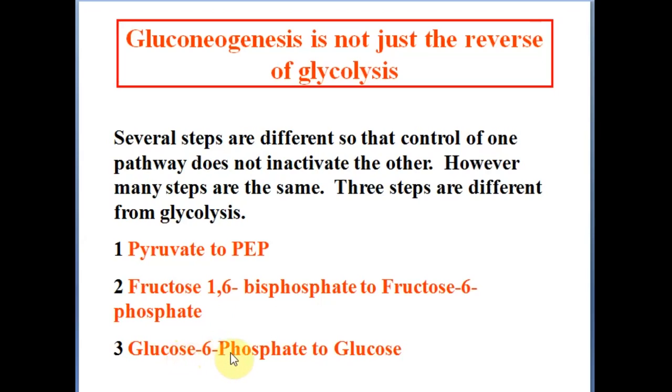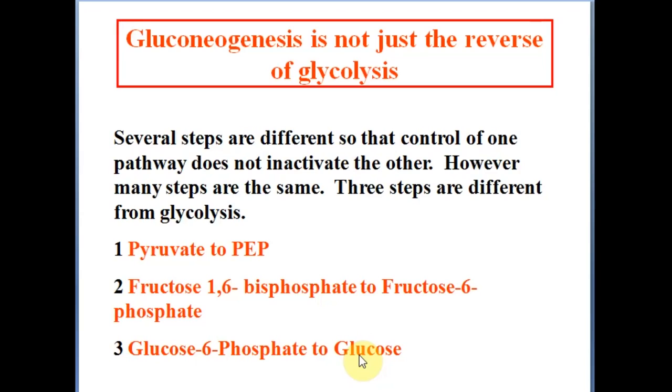After the formation of glucose 6-phosphate, it is hydrolyzed to glucose. So there will be the subsequent removal of the inorganic phosphate. Glucose 6-phosphate is converted to glucose by the action of the enzyme glucose 6-phosphatase. In other words, the four key gluconeogenic enzymes are: the first one is pyruvate carboxylase, the second one is phosphoenol pyruvate carboxykinase, the third one is fructose 1,6 bisphosphatase, and the fourth one is glucose 6-phosphatase.